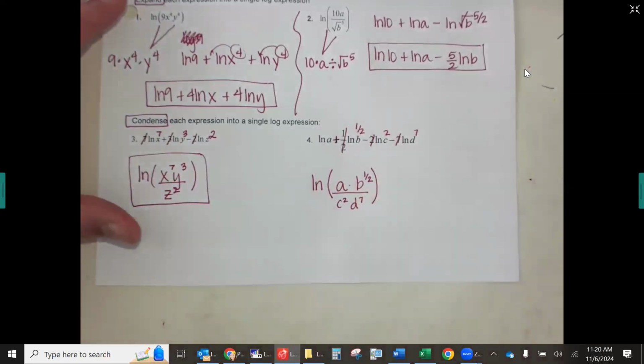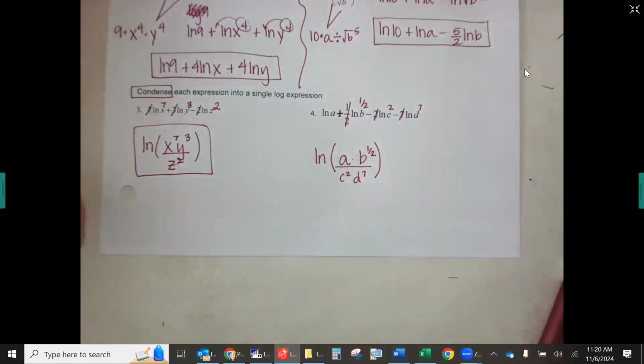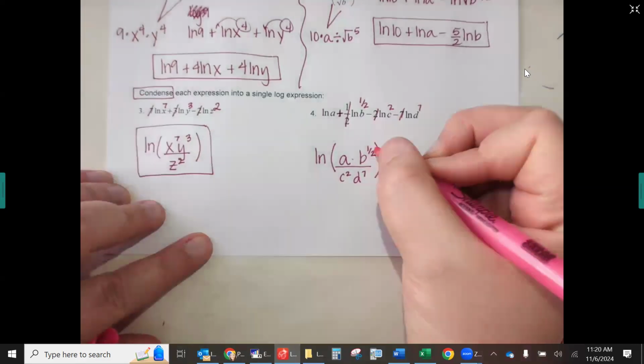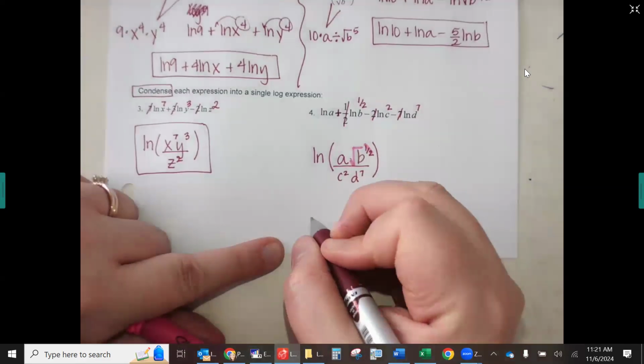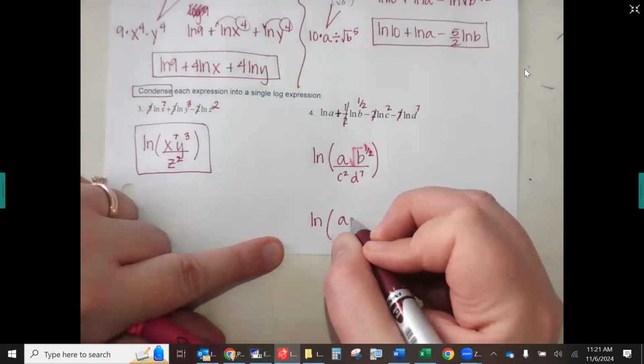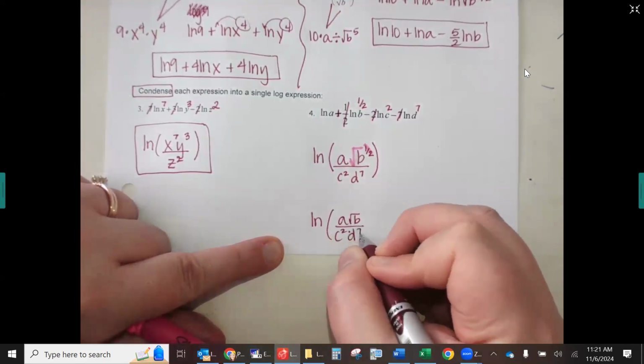Okay, I am not going to box that as my final answer yet, because what can I still do? That 1/2 power is going to switch to a root. So your final answer would be ln a root b over c^2 d^7.